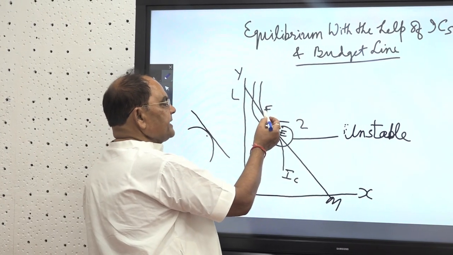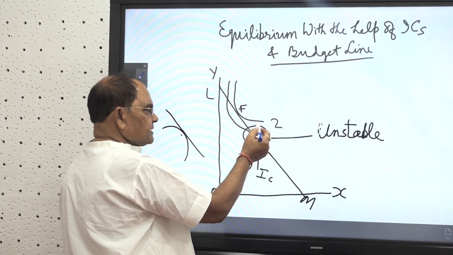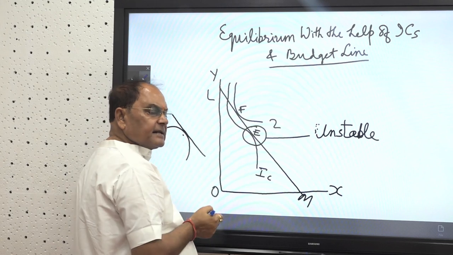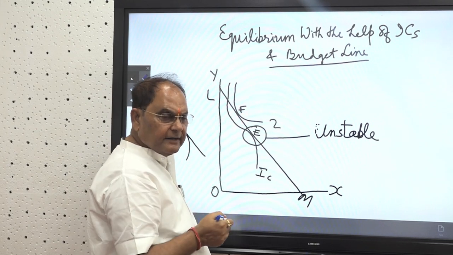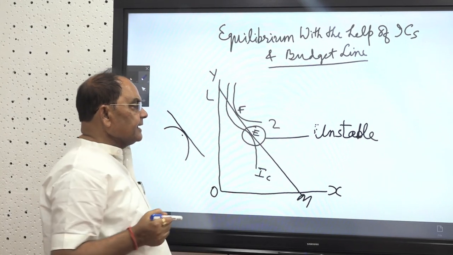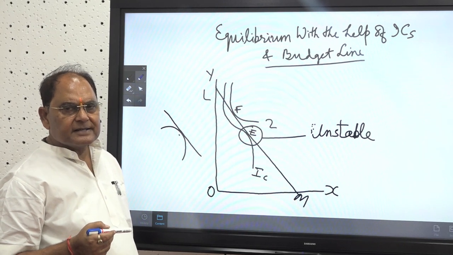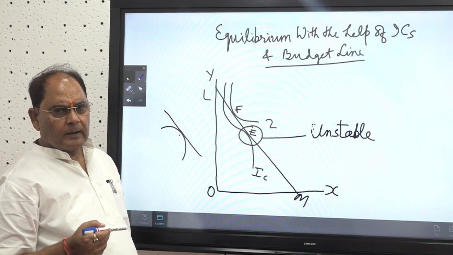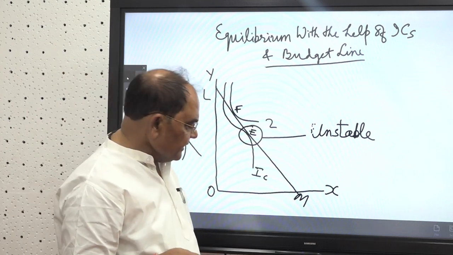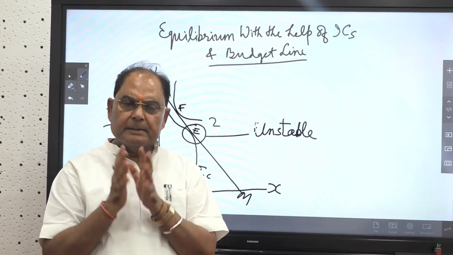On the other hand, at point F, what you notice is that the curve has MRS XY negative, a negative slope, and it touches the budget line. The budget line is tangent on the indifference curve. So on IC2, the equilibrium being created will be stable. So these are the situations where equilibrium can be understood with the help of indifference curves analysis.